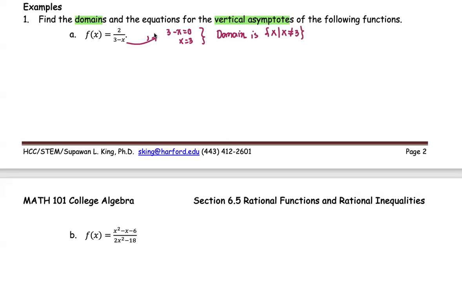And for the vertical asymptote, we look at the reduced form. Reduced form of this fraction means if we can factor or reduce, we do it until we cannot do any more. And this is already in the most reduced form. So from the most reduced form here, we can see that the denominator, which is 3 minus x, at 0, x equals 3, will tell us x equals 3 is a vertical asymptote for this function.